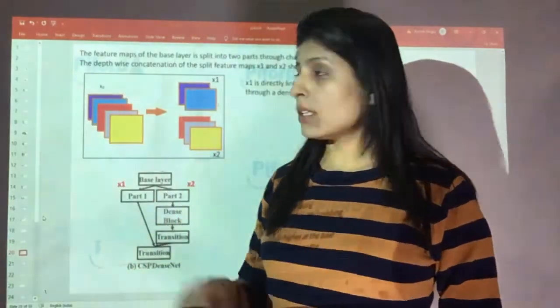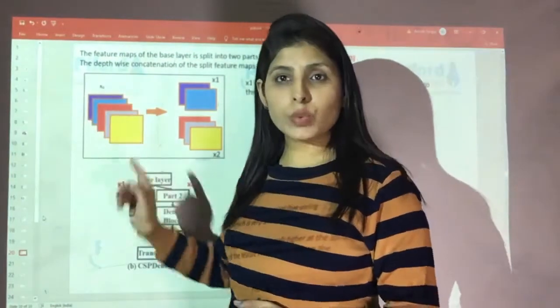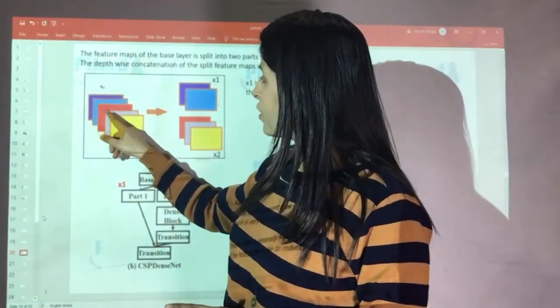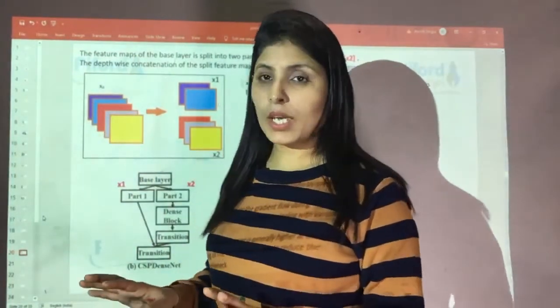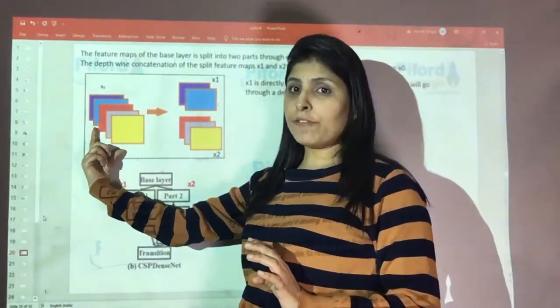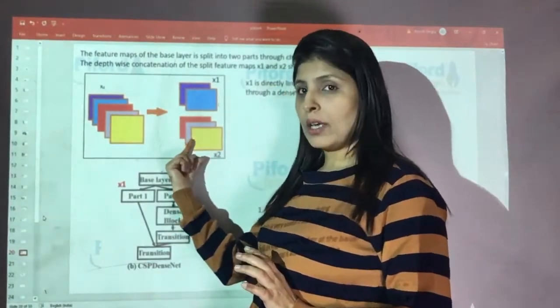If you see this image, these are the feature maps which we get from the base layer. We have 5 feature maps over here. And then what we are doing is dividing the feature maps of the base layer into 2 parts.